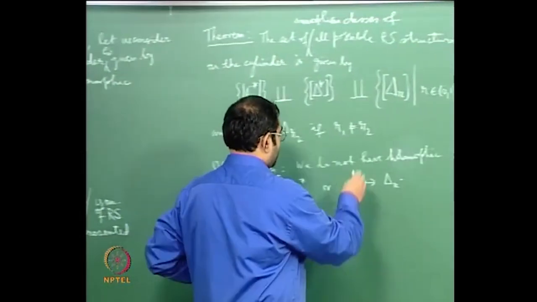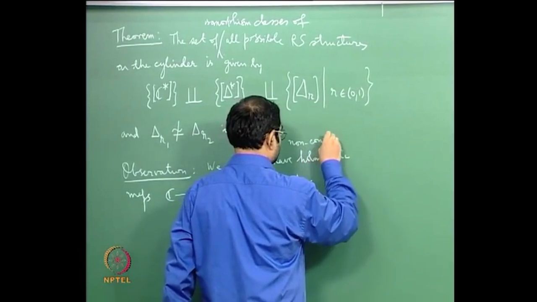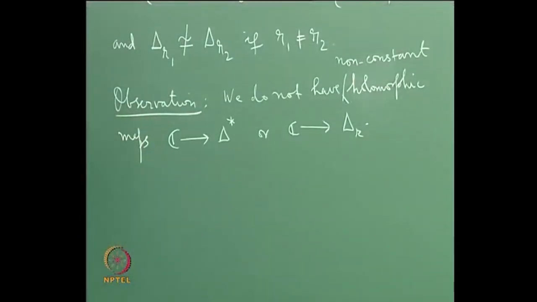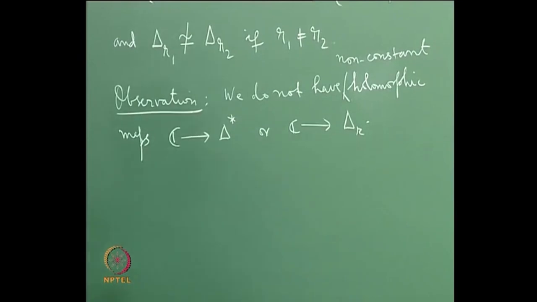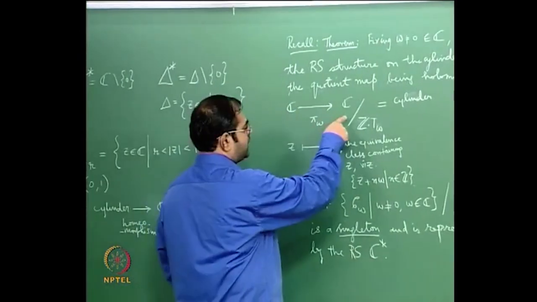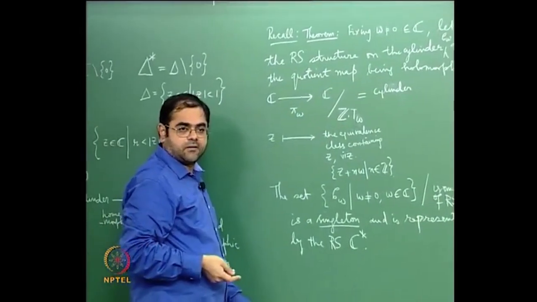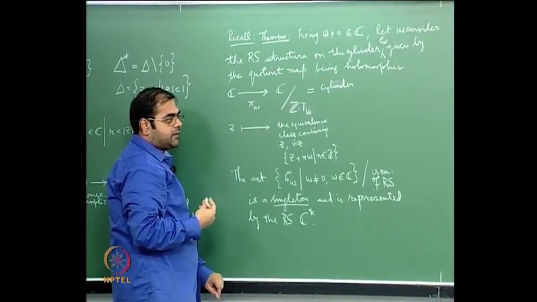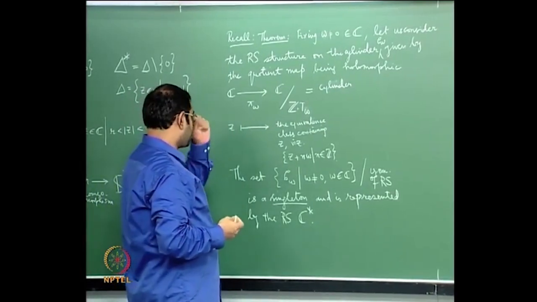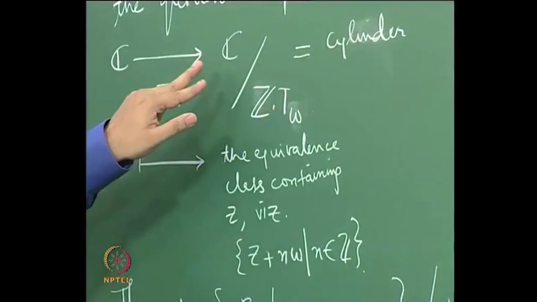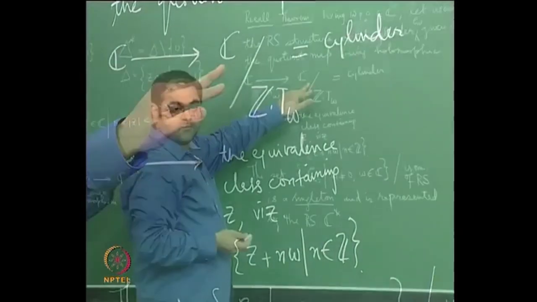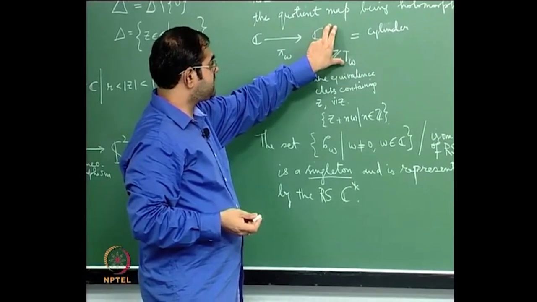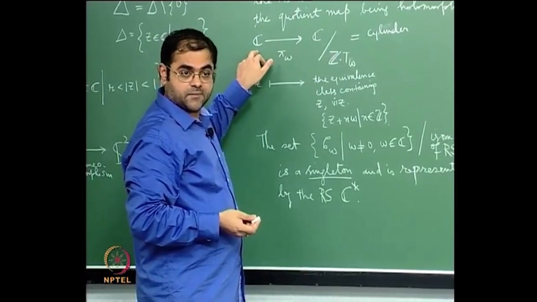So I should say we do not have non-constant holomorphic maps from C to delta star or from C to delta r, but we do have a holomorphic map from C to, for example, C star, or any Riemann surface structure which comes in this way. What is very special is the existence of this map from C to this, and that is a non-trivial map, mind you it is a surjective map, and that map expresses this Riemann surface as a quotient of the complex plane.